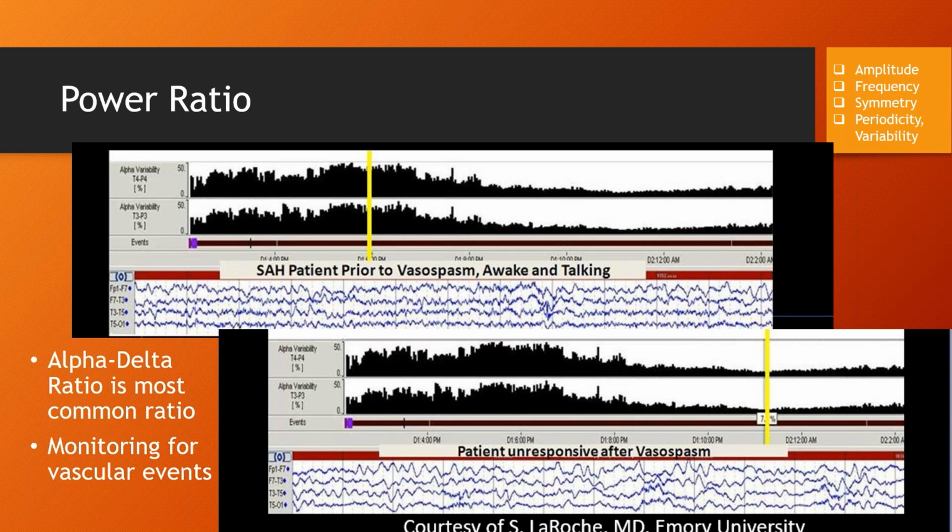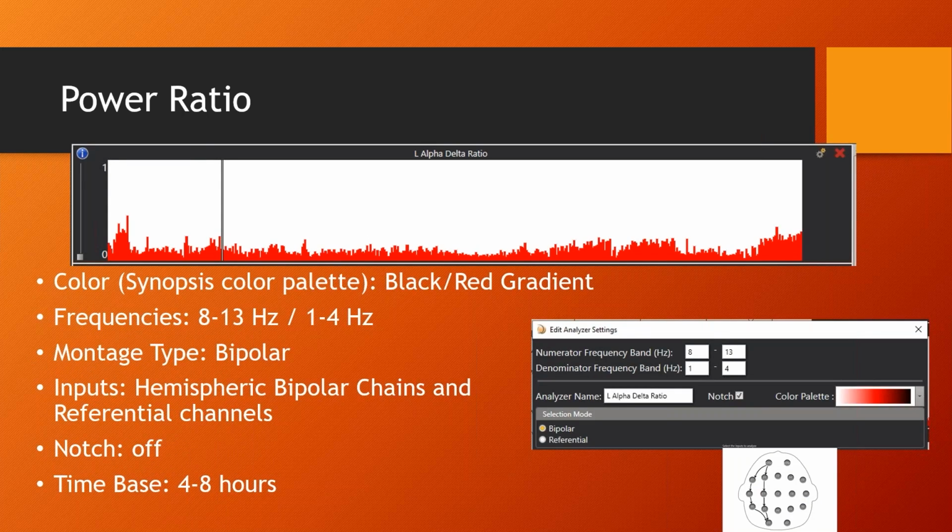Much easier to see in a power ratio trend like this, but tougher to see in the raw EEG as it changes more slowly and more subtly. So the power ratio, the things that we can change now, I've shown you alpha delta ratio because that's the most commonly used. But if you wanted to change your frequencies for the numerator and the denominator, you can certainly go into the trend settings and change those, as well as your color, the electrodes you include, and things like that.